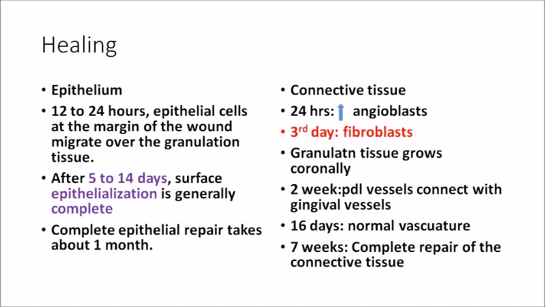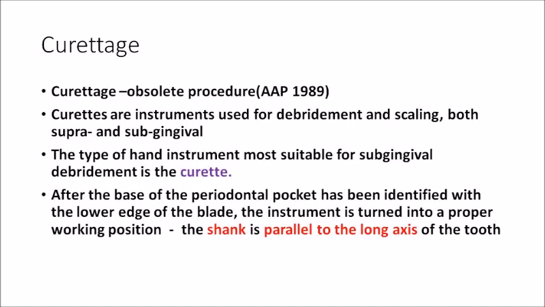And the complete repair of the connective tissue takes 7 weeks. Epithelial repair was complete by 1 month. Complete repair of the connective tissue takes almost 2 months, so that is 7 weeks. With that, we finished the important points about gingivectomy.